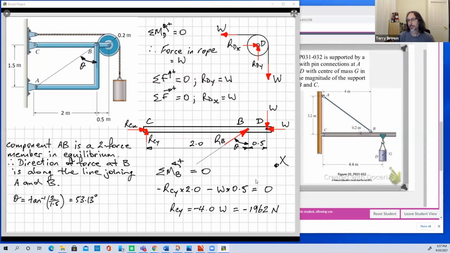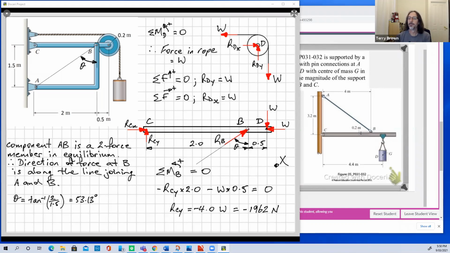Right, and the reason, so just going back to this error here, so yeah, Nicholas found it. If I took this over to the other side, it's W times 0.5 divided by 2. Right, so I just did 2 divided by 0.5, so I had it the wrong way around just in my haste. But when I was thinking about my solution, so is RCY W over 4, yes.